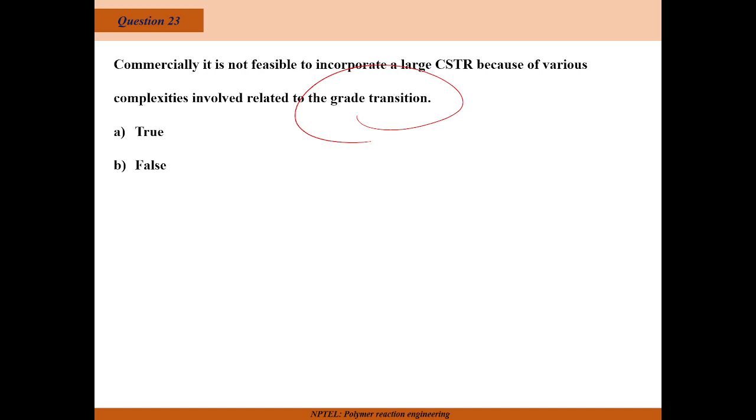True. Yes. So answer. Yeah, and also it should be true because of this complexity. Yes, it is true.